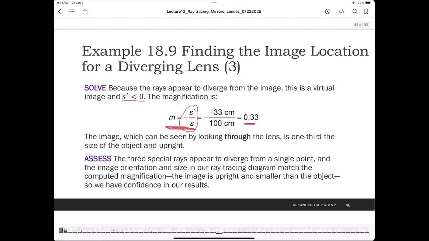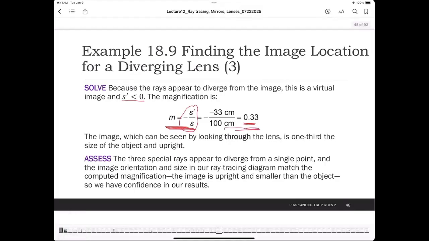The three special rays appear to diverge from a single point, and the image orientation and size in our ray tracing diagram match the computed magnification. The image is upright and smaller than the object, so we have confidence in our result. Does it make sense to you? Because this matches what we drew.